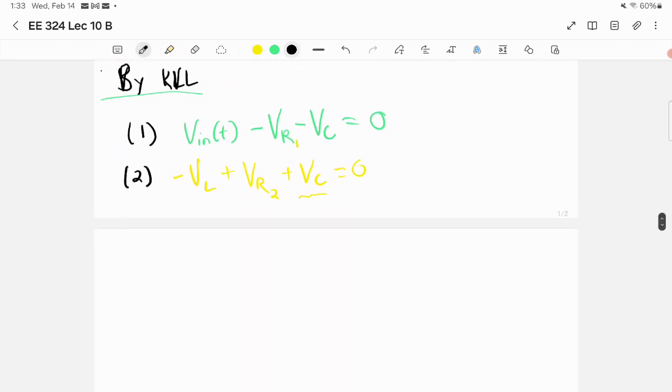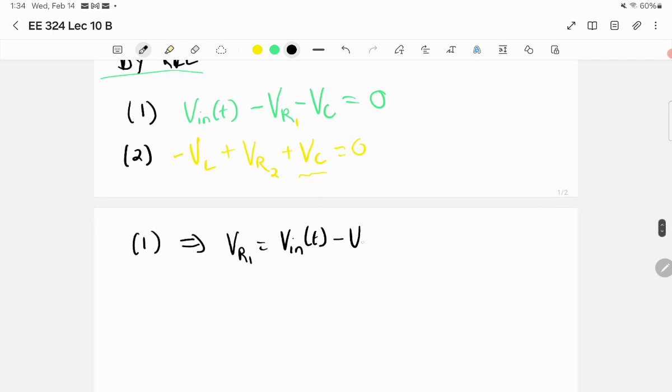So now I can take these equations. I have equation 1 and equation 2. Equation 1 implies that VR1 is equal to Vn of t minus Vc. So now we found the voltage difference across R1.